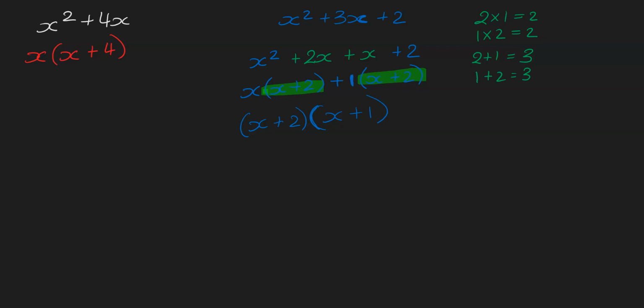Alright, so let's look at one more example. A similar example: x squared minus 4x plus 3. Again, we're looking at two numbers, the factors of 3, that multiply to equal 3 but add up to equal negative 4.